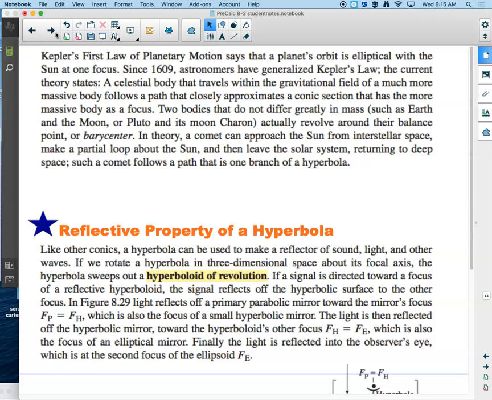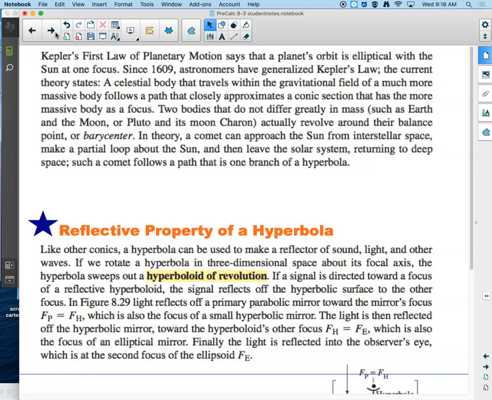Like other conics, a hyperbola can be used to make a reflector of sound, light, and other waves. If we rotate a hyperbola in 3-dimensional space about its focal axis, the hyperbola sweeps out a hyperboloid of revolution. If a signal is directed towards a focus of a reflective hyperboloid, the signal reflects off the hyperbolic surface to the other focus. In figure 8.129, is also the focus of a small hyperbolic mirror. The light is then reflected off the hyperbolic mirror toward the hyperboloid's other focus, which is also the focus of an elliptical mirror. Finally, the light is reflected into the observer's eye, which is at the second focus of the ellipsoid.